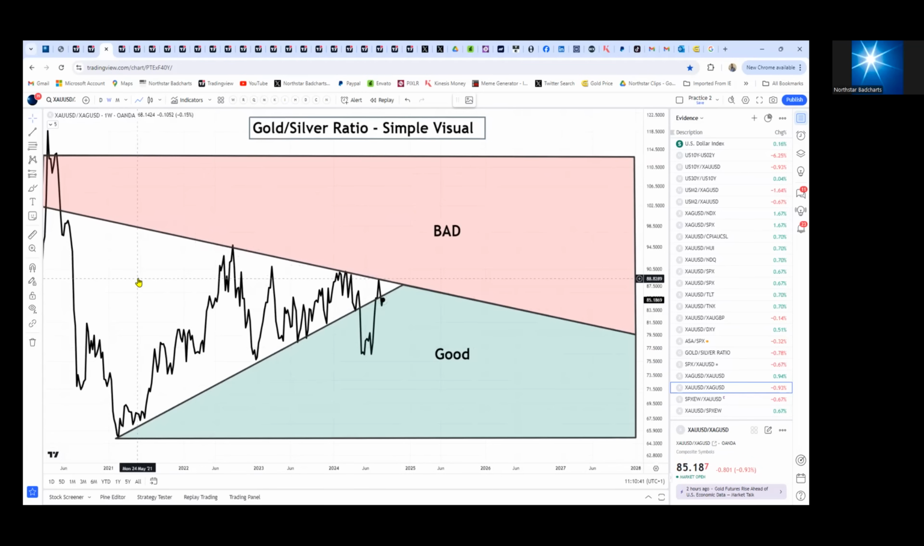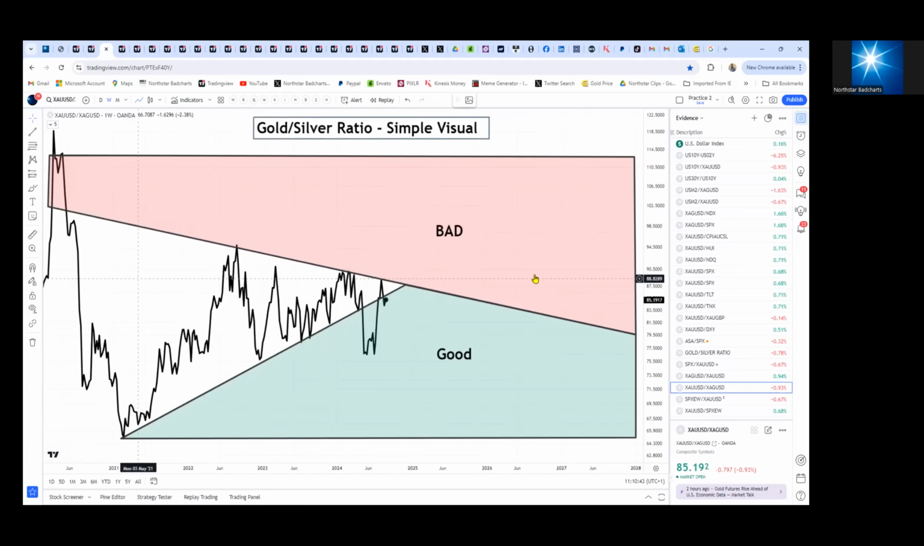Silver outperforming gold in a strong bullish move is more favorable. So we are just about in this good zone at the moment, and over time I'd like to see silver continue to outperform gold. So I'd like to see this chart continue to move to the downside.